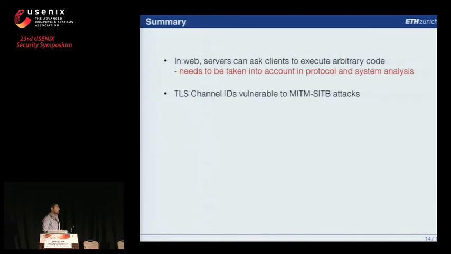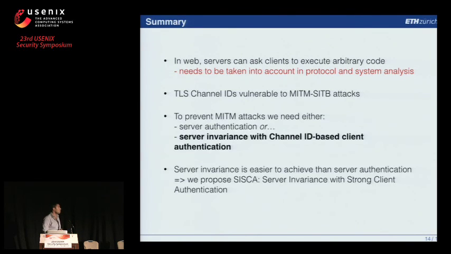So, to summarize, web servers can essentially push code to the client and ask it to execute arbitrary code on the client side. And this has to be taken into account when designing protocols and systems for the web. This is one important point. And that's why, for example, channel IDs miss that and thus are vulnerable to this kind of attack. And as I said, to prevent man-in-the-middle attacks, we have two options: either full-fledged proper server authentication, or the combination of invariance with strong client authentication, like channel IDs try to do.